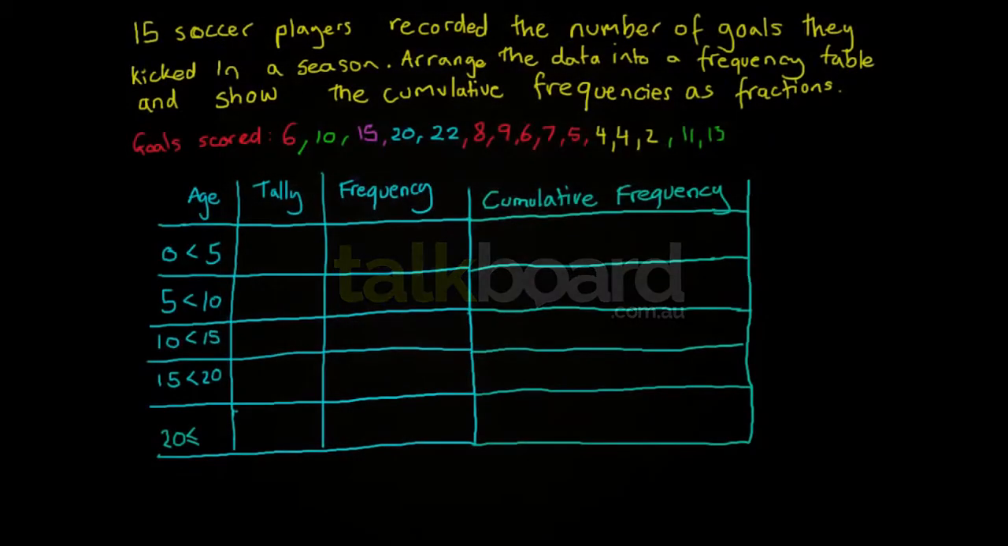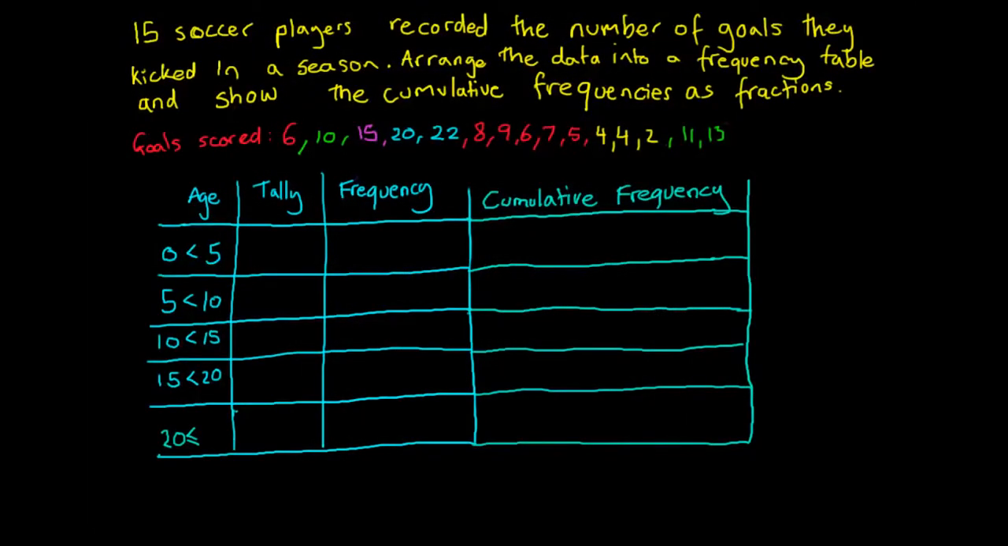Hey guys, so in this video we're going to be having a look at some frequency tables and then some cumulative frequency. So I've got a question here for us to do, and it just says 15 soccer players recorded the number of goals they kicked in a season. Arrange the data into a frequency table and show the cumulative frequencies as fractions.